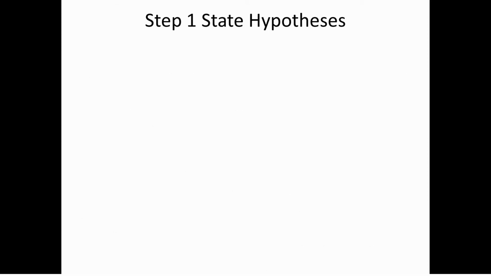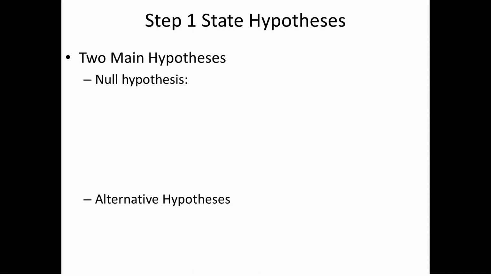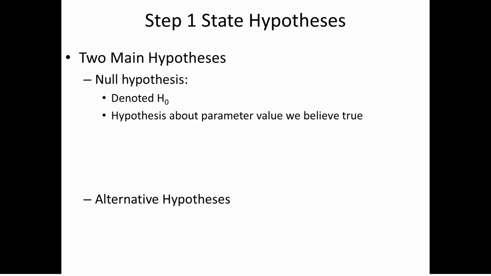Okay, so let's look at step 1, stating the hypotheses. Basically, there are 2 main hypotheses we have, the null hypothesis and the alternative hypothesis. The null hypothesis is denoted H sub 0, null meaning 0. And this is the hypothesis that we believe is true. It's our belief about the parameter's value.